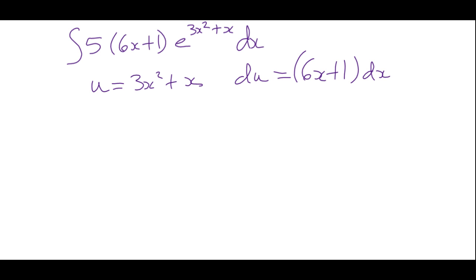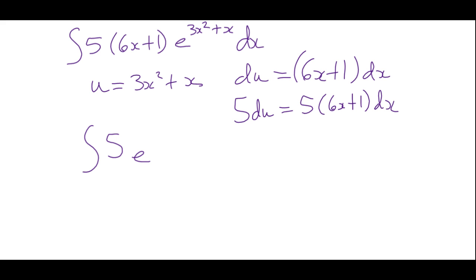What I really want to do is replace 5 times 6x plus 1 dx with du, right? Like I've got this, but so we could say 5 du is equal to 5 times 6x plus 1 dx, which now says, hey, you can replace this, this, and this with 5 du, right? So we'll go the integral of, okay, so what do we got? 5 e to the u du, right? So we've replaced the 5, 6x plus 1 dx with 5 du.